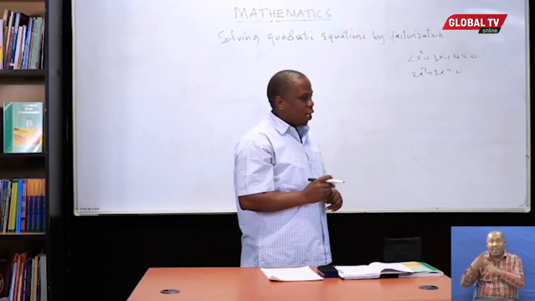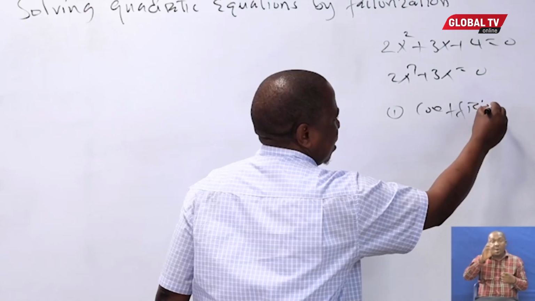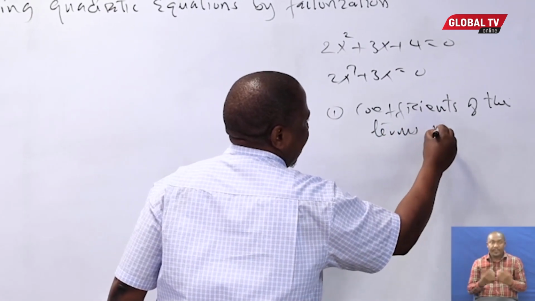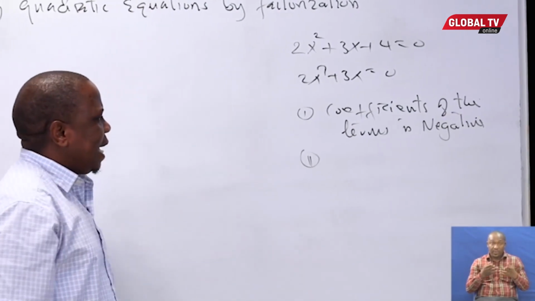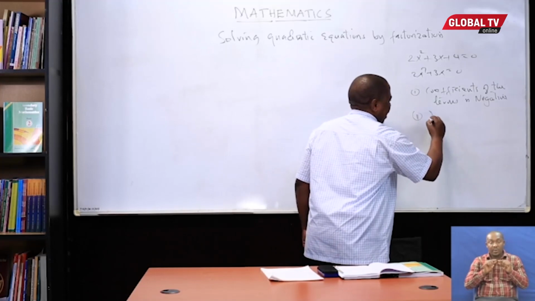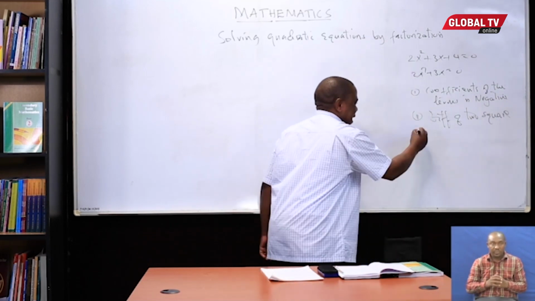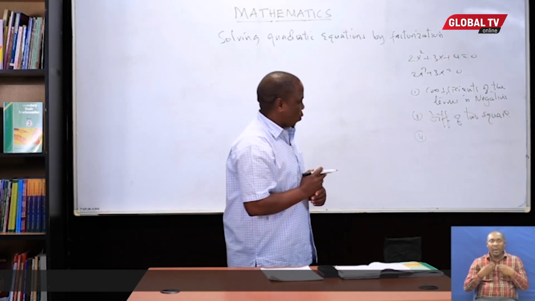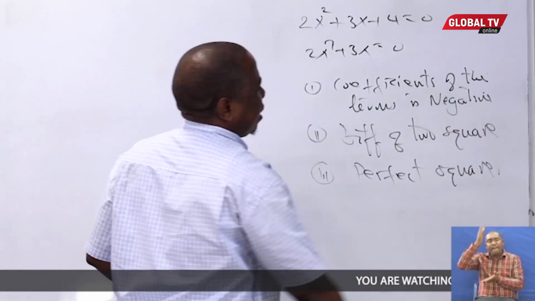But today we shall look at the following things. One, when the coefficients of the terms are negative. Another thing we shall discuss today is solving quadratic equations by using the concept of difference of two squares. And lastly, quadratic equations whose factorization leads us to the perfect square. Solving perfect square quadratic equations.